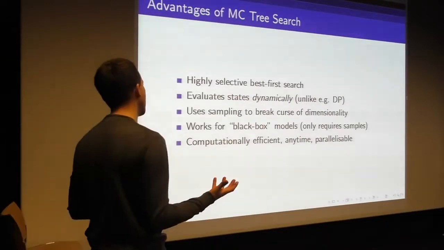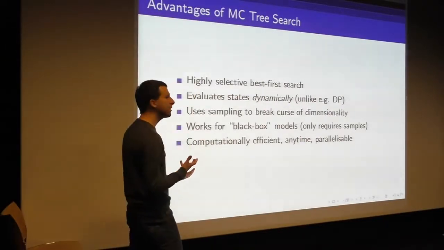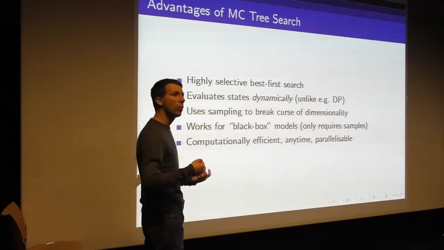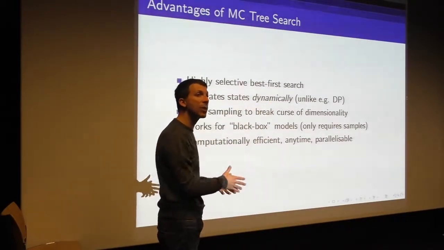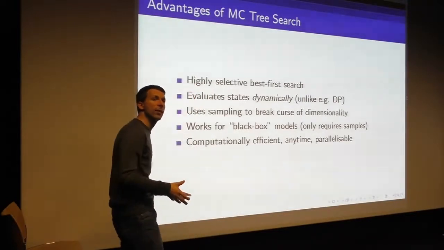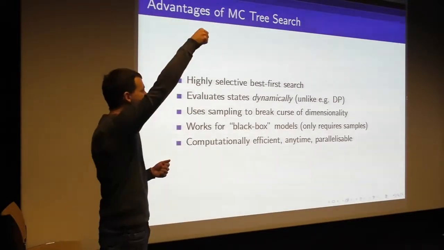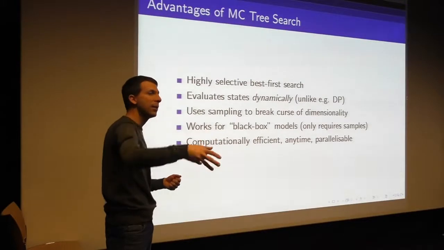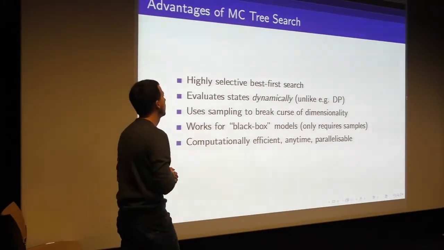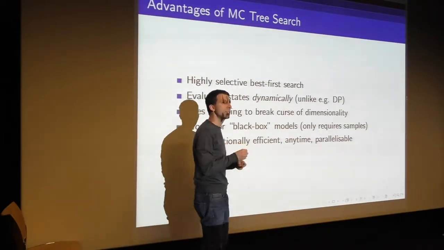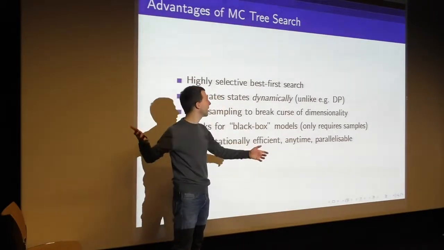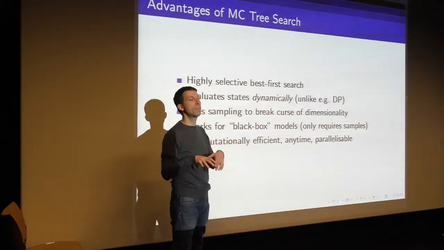Okay, so why is this a good idea? Well, it's highly selective. It's a kind of best first search, where every episode we go back to the root and get to pick again which path we want to follow through this search tree. Every iteration we get to pick that this way is better than this way. And it evaluates states dynamically. It's not like dynamic programming, which is focusing on the entire state space. Here we're dynamically evaluating the position we're in right now.